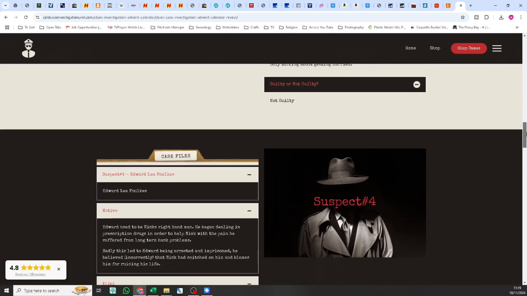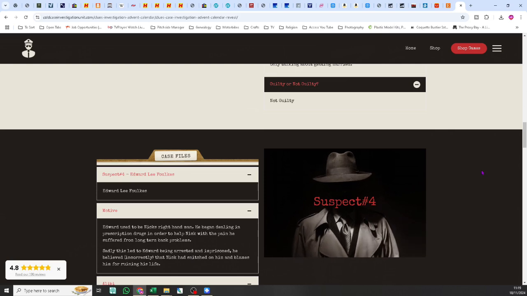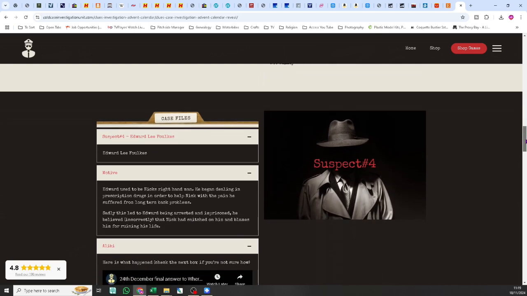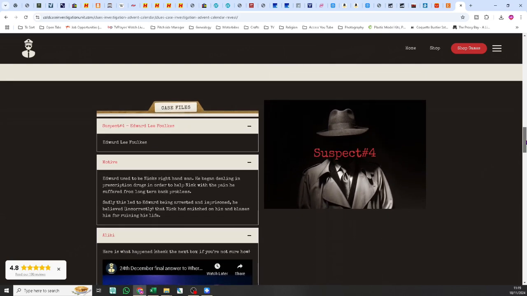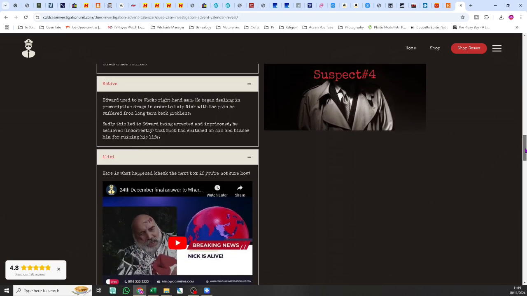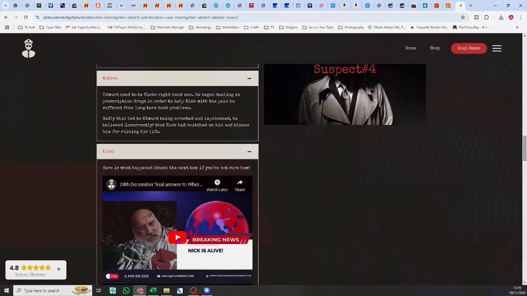Edward Lee Fawkes. Edward used to be Nick's right-hand man. He began dealing in prescription drugs in order to help Nick with the pain he suffered from long-term back problems. Sadly, this led to Edward being arrested and imprisoned. He believed incorrectly that Nick had snitched on him and blames him for ruining his life. Alibi: here is what happened. Check the next box if you're not sure how. Oh, we've got a video.